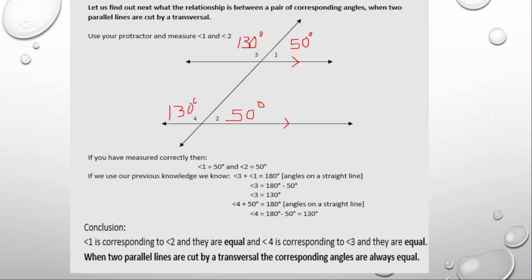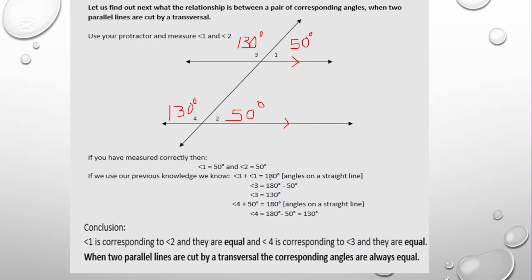If 2 is equal to 50, then 4 is equal to 180 minus 50, which is also equal to 130 degrees. Now over here you can see that angle 1 and angle 2, they are corresponding angles. One is above the parallel line and the other one is above the parallel line. They are corresponding angles. The same with angle 3 and 4. 3 is above and 4 is above.